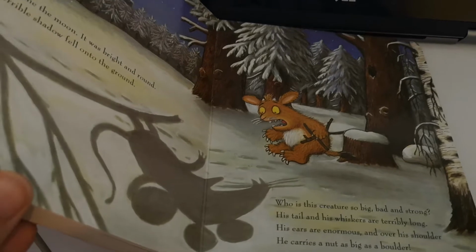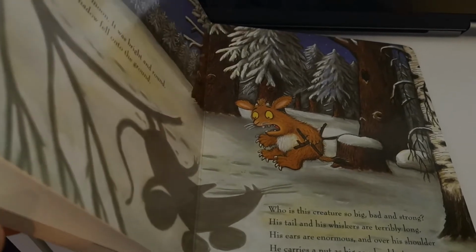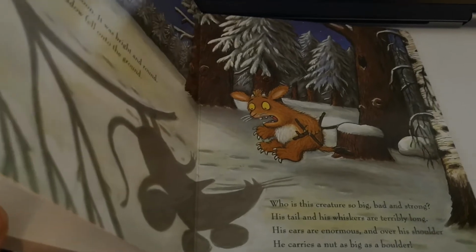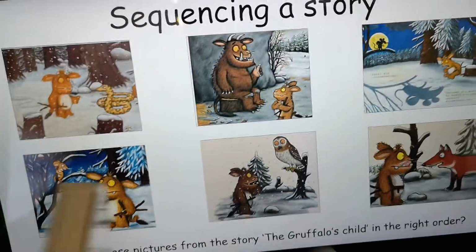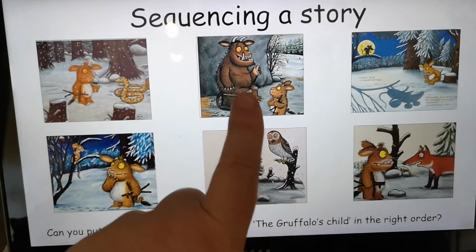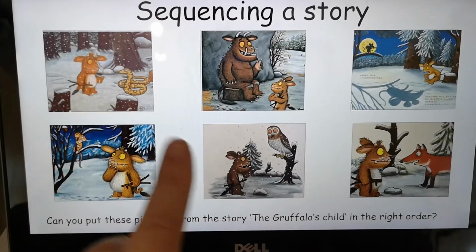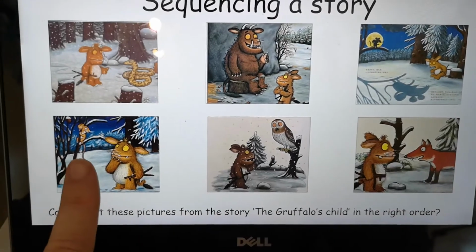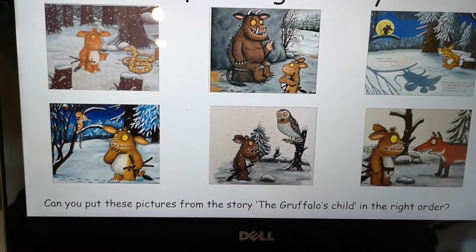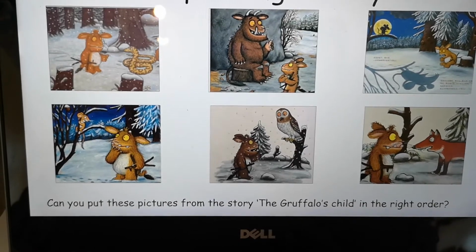Who is this creature so big, bad and strong? His scaly tail's terribly long. His ears are enormous, and over his shoulder he carries a nut as big as a boulder. The end. So we have the beginning of the story. Then these pictures make the middle of the story, and at the end we find the shadow of the big bad mouse. Well done everyone.